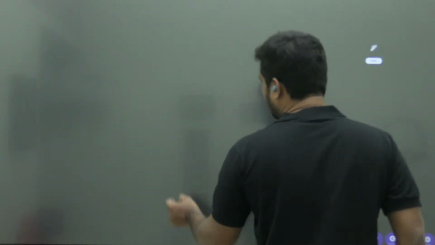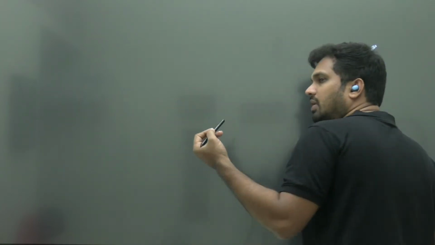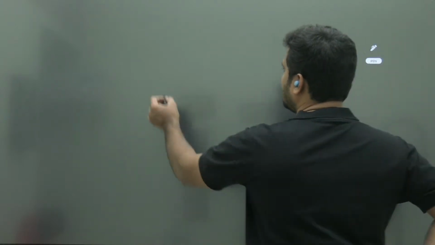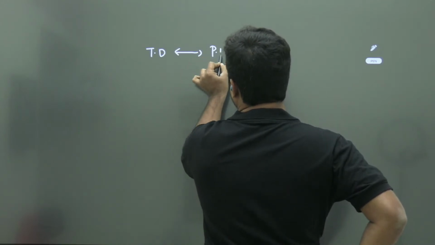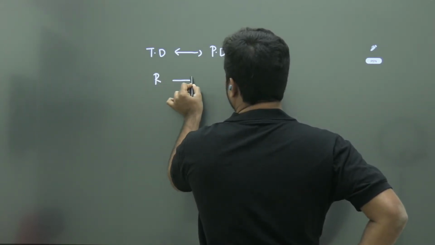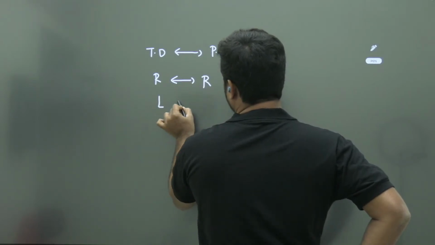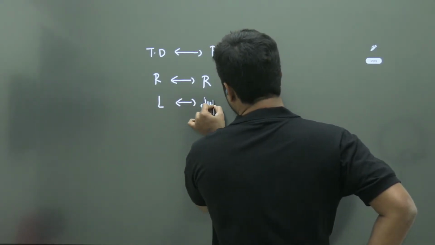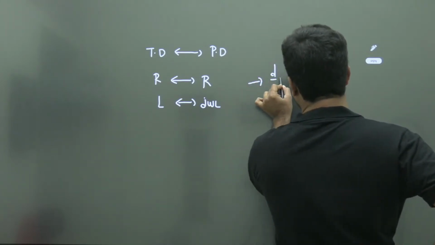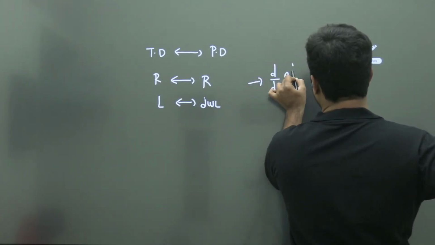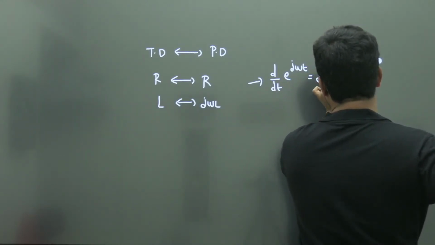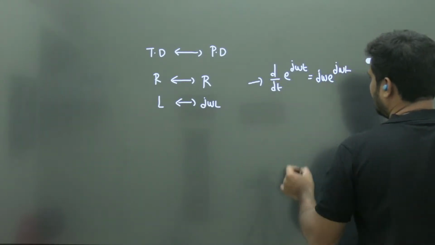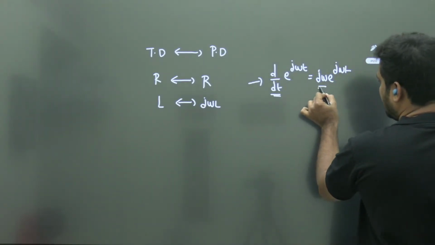So in the time domain and phasor domain, the advantage is it makes your mathematical part more easy. It will make your analysis more easy. So in the phasor domain, resistor will be resistor only. Inductor will be replaced with j omega L. Why j omega L, sir? Because d by dt of e power j omega t is equal to j omega into e power j omega t. Then differentiation is getting converted into multiplication.